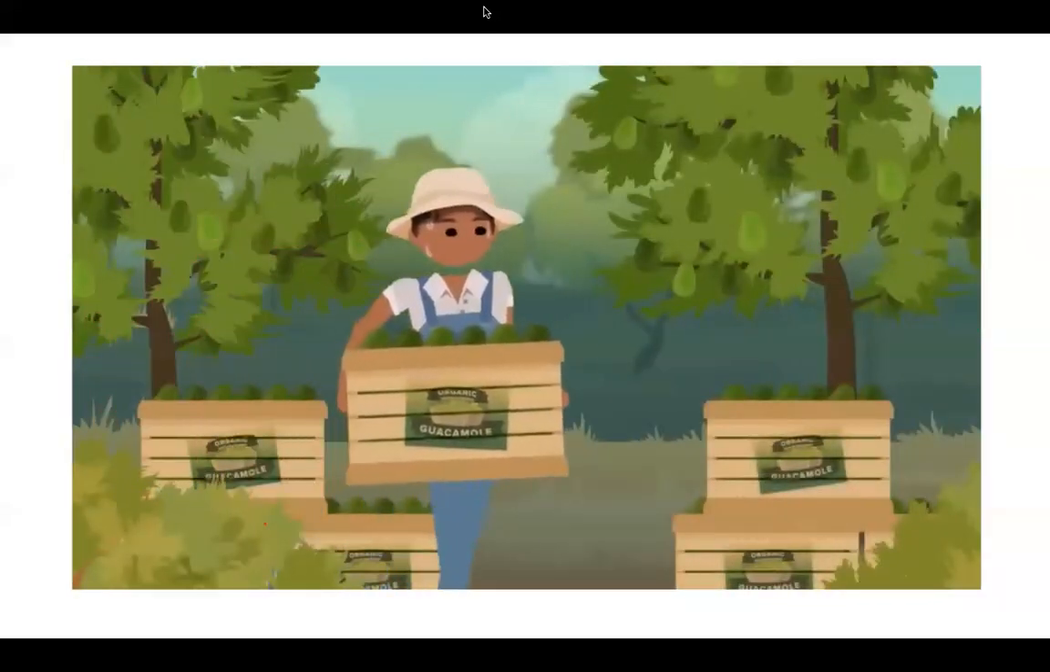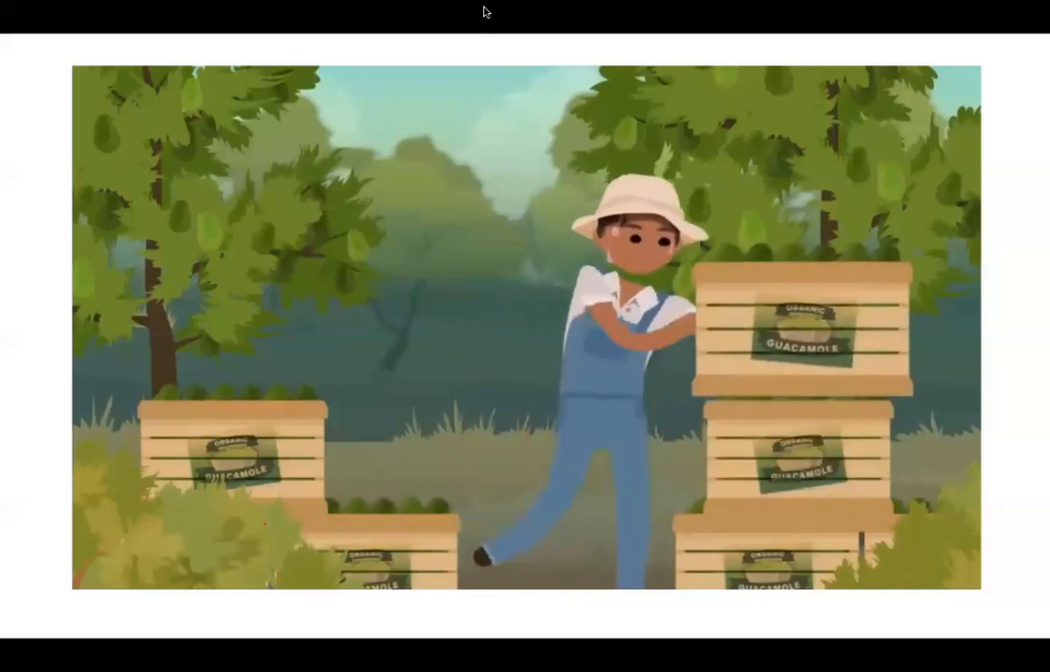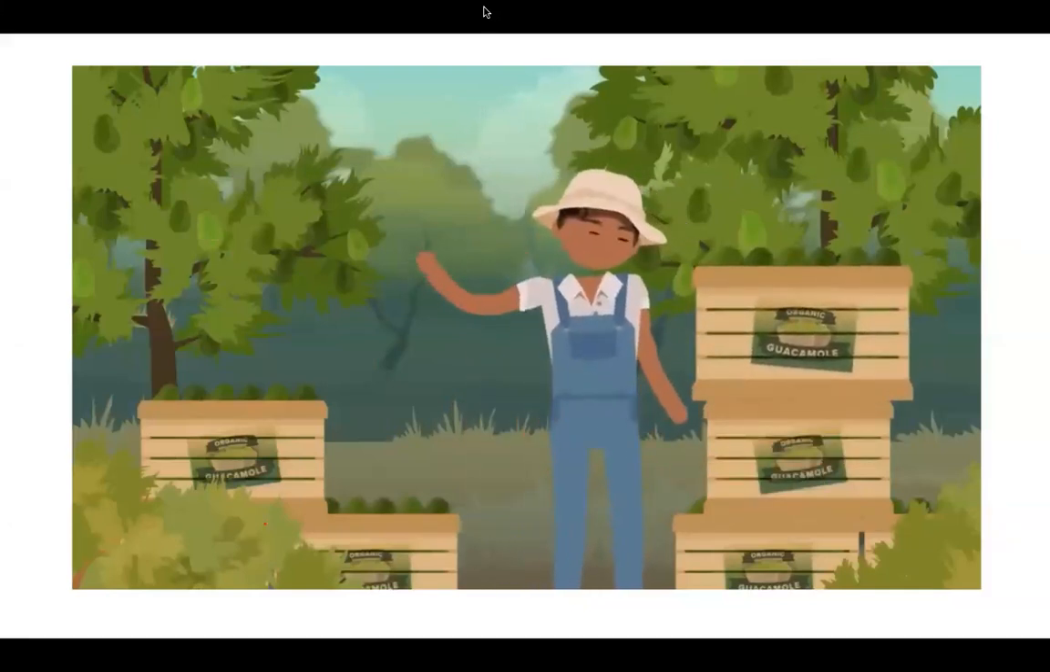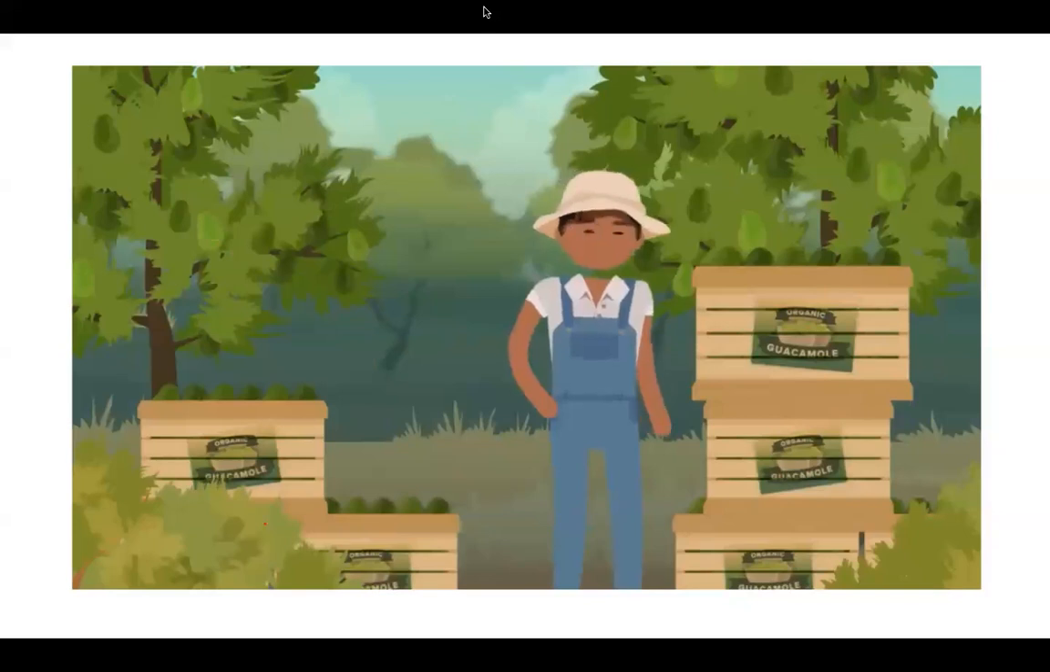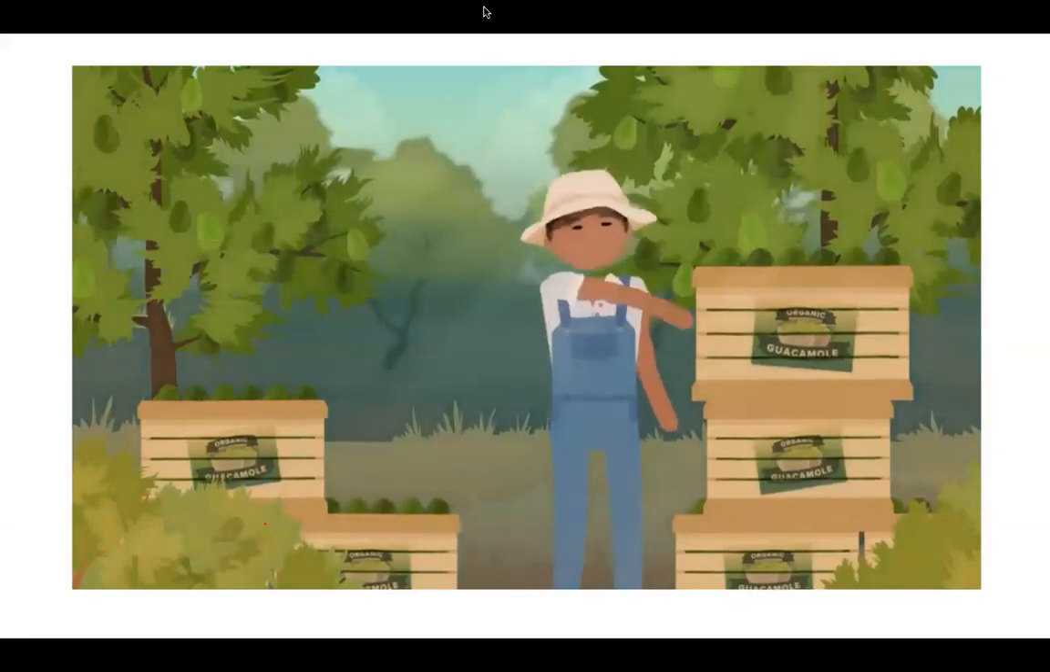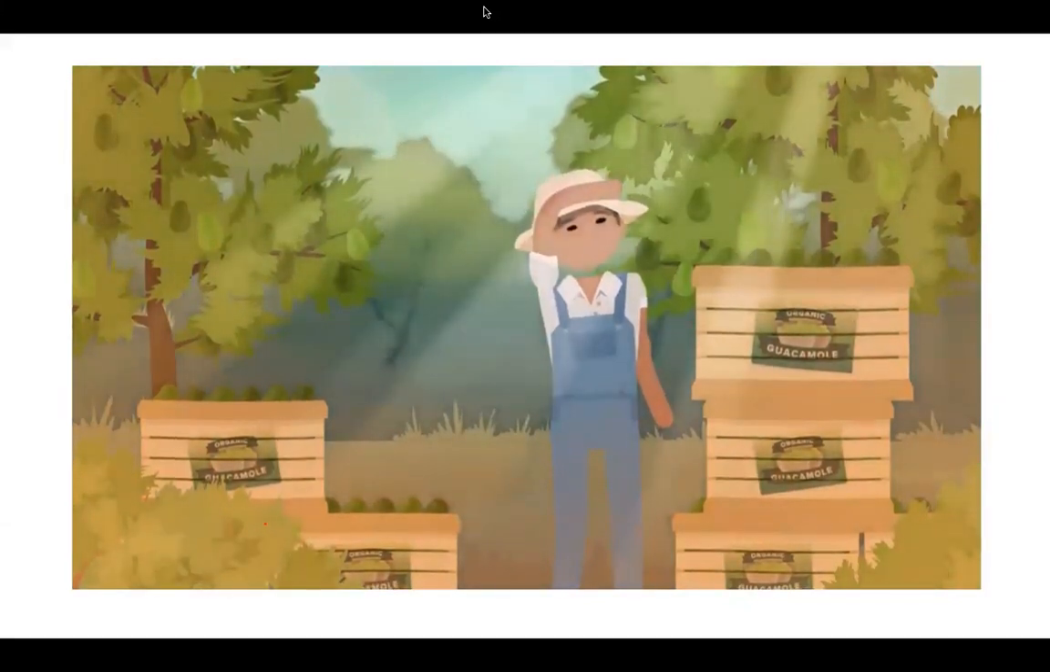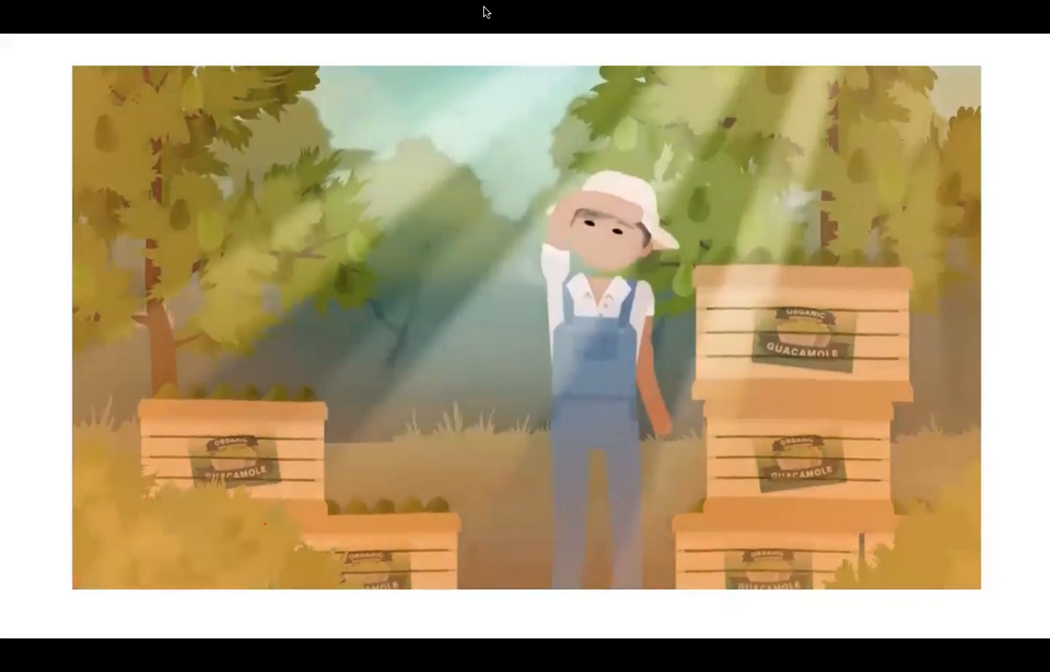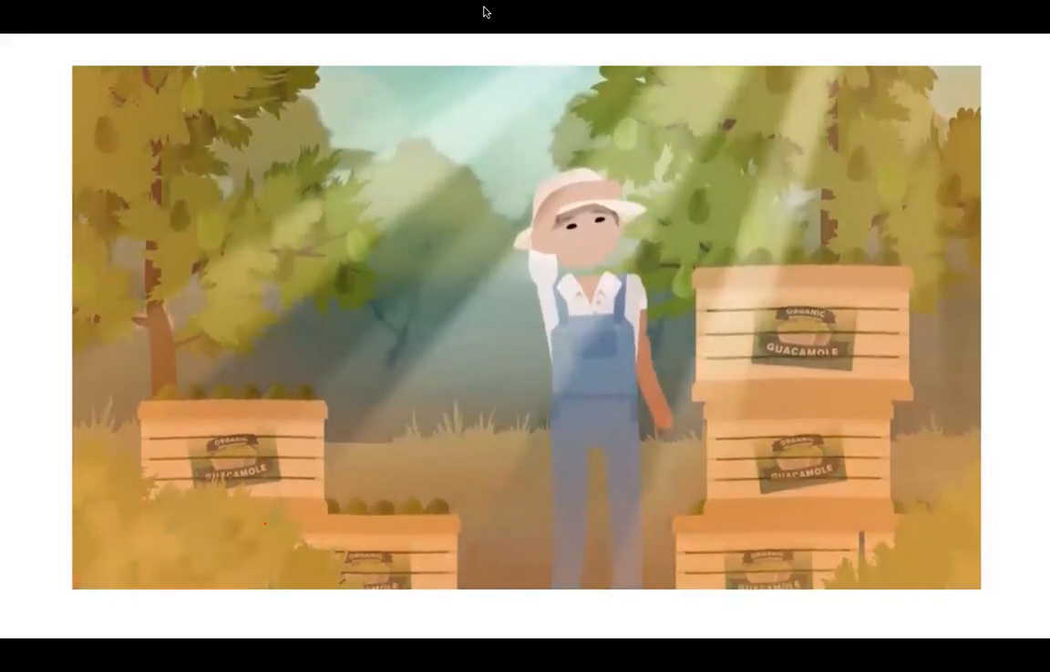Meanwhile, back at the orchard, all that heavy-duty avocado tending means that Gus is in the best shape of his life. His heart is healthy, but working on the farm also means he's spending a lot of time in the sun, which is a serious risk factor for skin cancer.